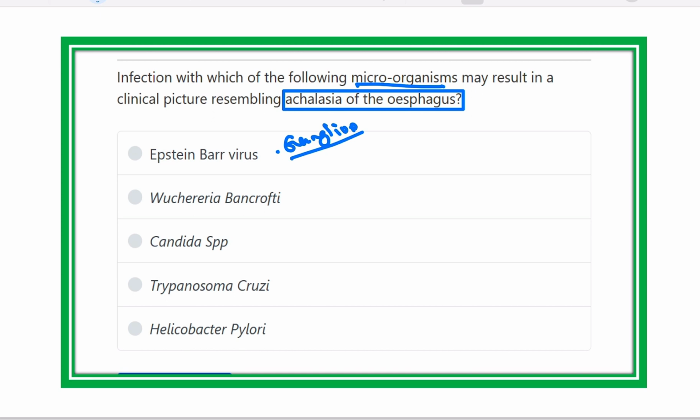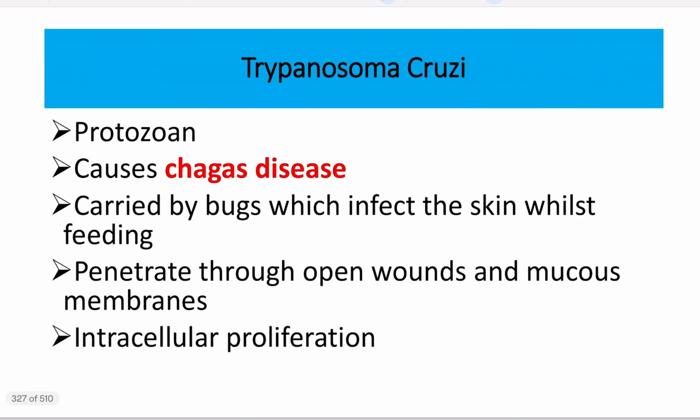But sometimes some infection or microorganism can also destroy the ganglion in the muscle layer of the esophagus. So we have to find out the name of this microorganism. Here the options are Epstein-Barr virus, Wuchereria bancrofti, Candida species, Trypanosoma cruzi, and Helicobacter pylori.